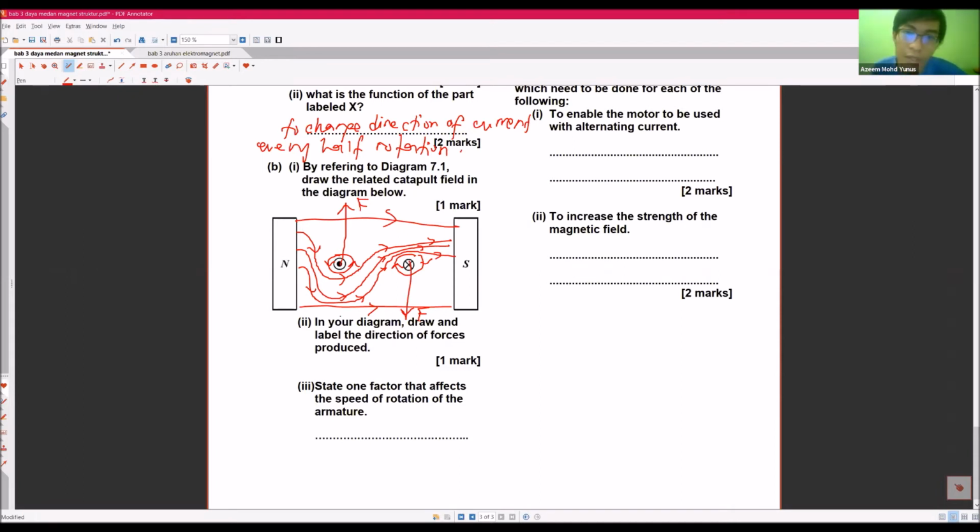Okay, one factor that affects the speed of rotation. So we can say the magnitude of current. Others: strength of magnet. Other thing is diameter of wire coil, or resistance.